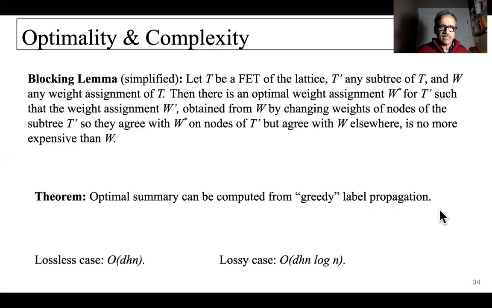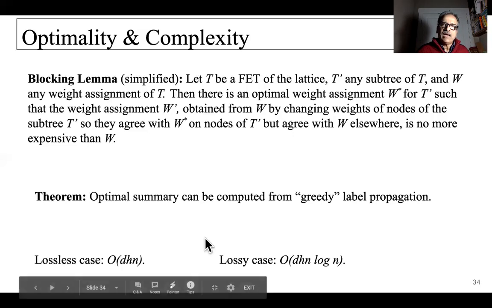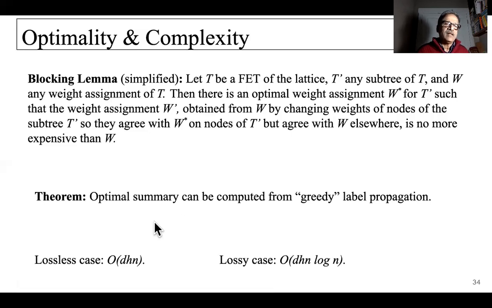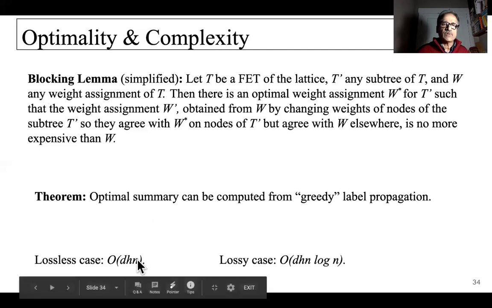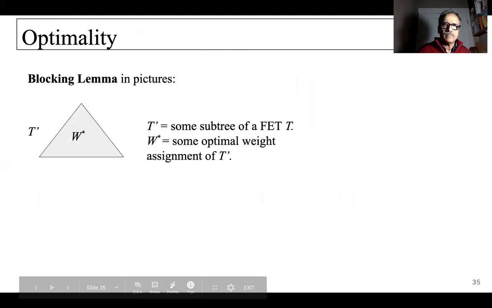Okay, we'll look into the details shortly. Now, the running time of the algorithm is order of DHN. D is the number of dimensions. H is the number of levels of the lattice, which obviously is the sum of levels of the hierarchies of various dimensions. N is the number of leaves of the lattice, or equivalently number of cells in the multidimensional data set. In the Lossy case, there is a log n blow up to the running complexity.